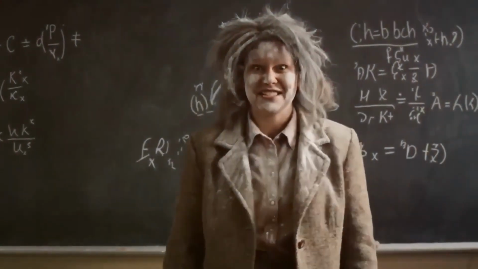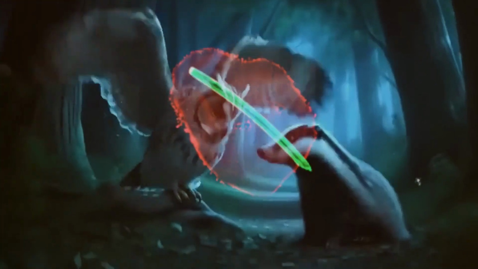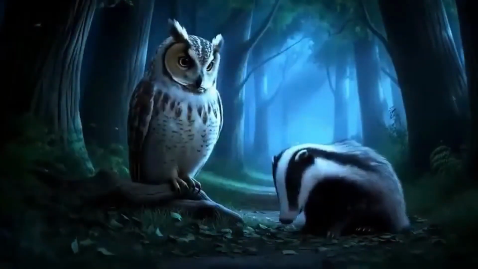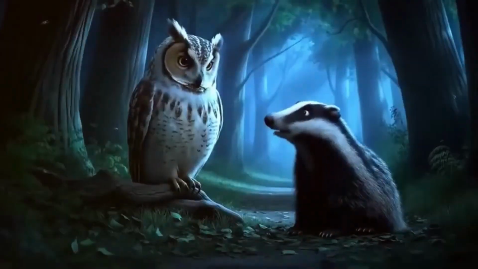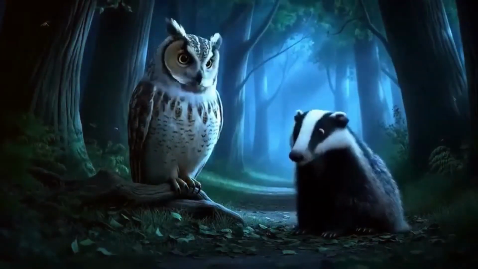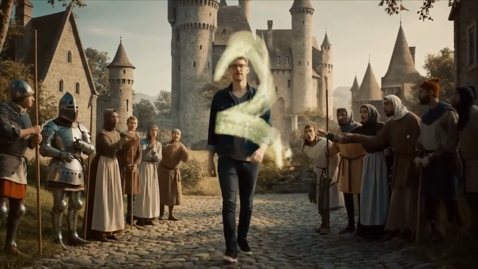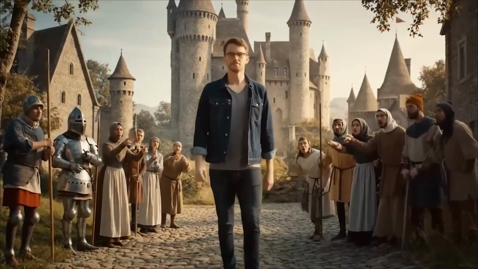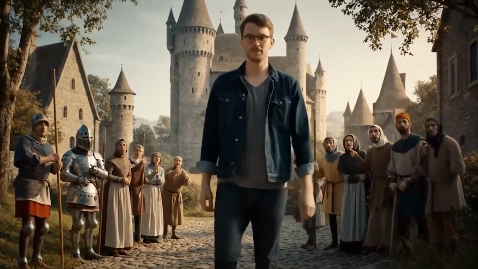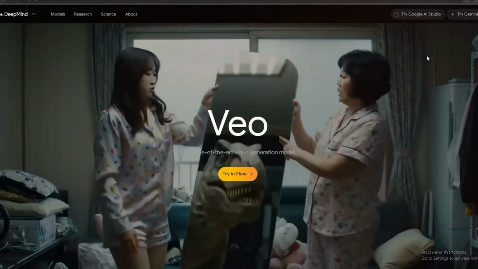Evolution of a powerful tool. VEO's journey has been remarkable. Its predecessors, VEO 1 and VEO 2, laid the groundwork with impressive visuals and style coherence. VEO 1 showcased the potential of AI to generate cinematic visuals, while VEO 2 refined the coherence and aesthetic appeal. But VEO 3 is a different beast altogether. It takes the foundation laid by its ancestors and leaps forward into a new realm of possibilities.